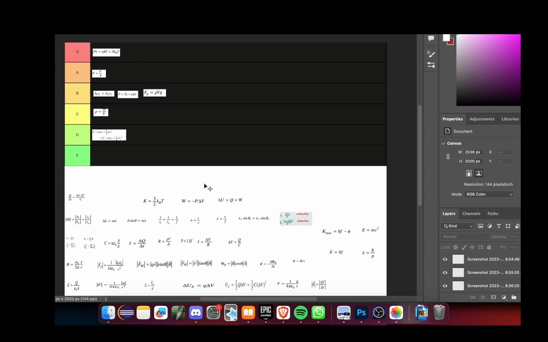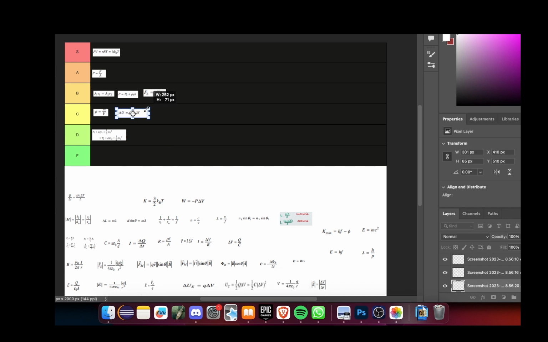All the other equations seem like pretty okay. I didn't really have any strong feelings about them. Yeah, they seem pretty average. Kind of just want to put them all in the C tier, to be honest. Yeah. Okay.